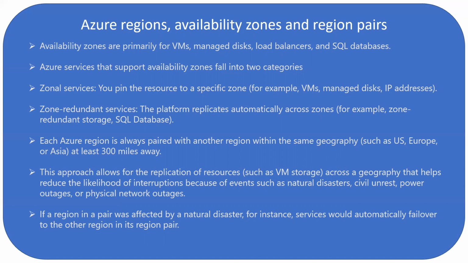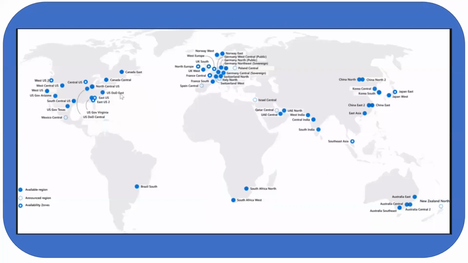So you can say that for every region in Azure, there will be a paired region within the same geography. So say, for example, if there is a region in India, it could happen that Central India is a paired region with South India. It is within the same geographical boundary, like it is in India.